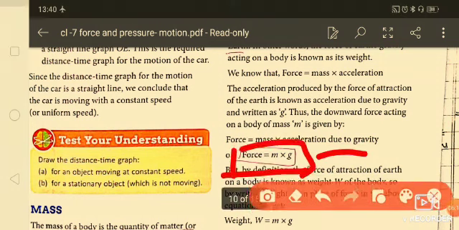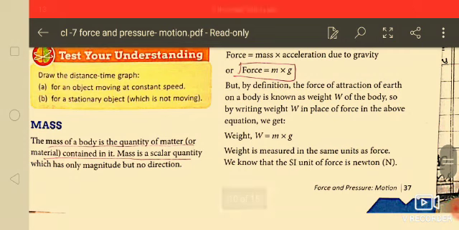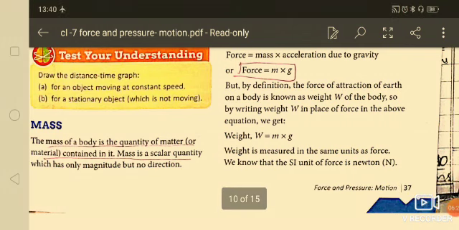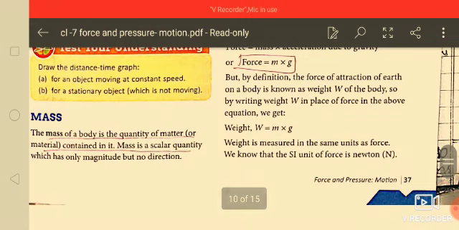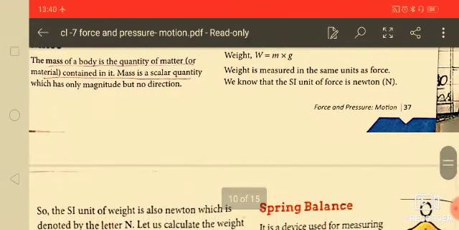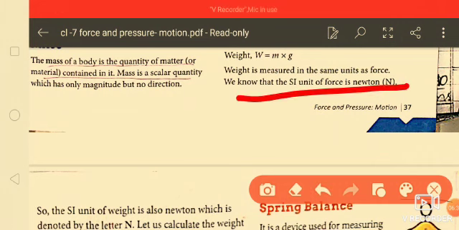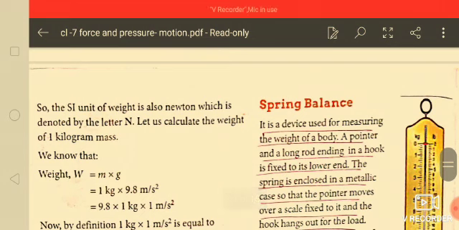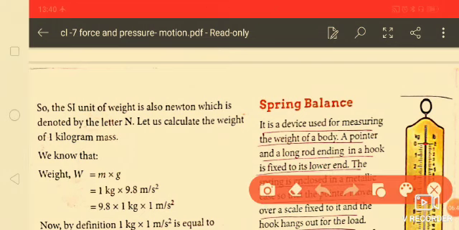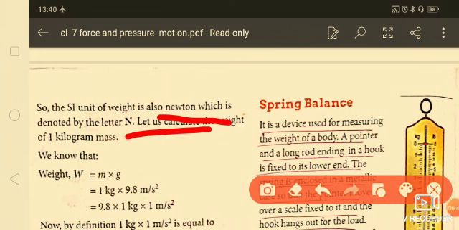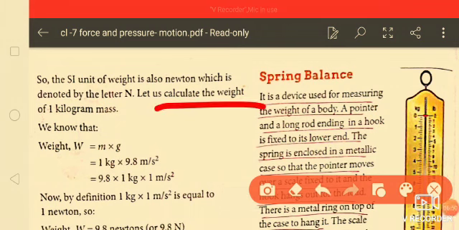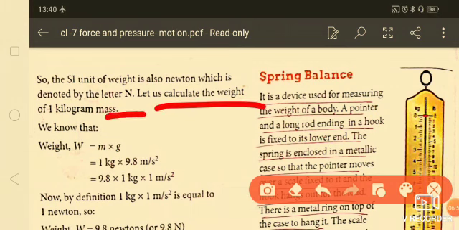So F is equal to mg, and the object which the earth attracts can come from any height. So here weight is W equal to mg, and weight is measured in the same unit as force. The SI unit of force is the Newton, so the SI unit of weight is also the Newton, denoted by the capital letter N. Let us calculate the weight of 1 kilogram mass.